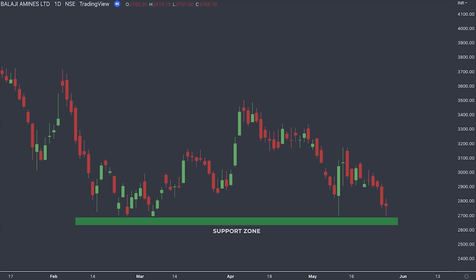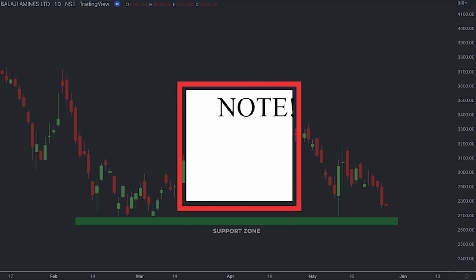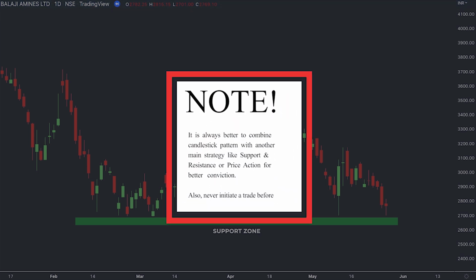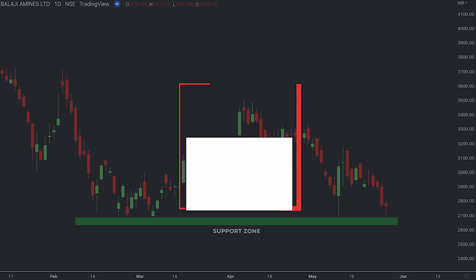Only if you find a hammer, that is a candlestick, at any key levels like support, resistance, or main price action, guys, only then you will be able to combine these two. Candlestick is something that you cannot trade alone, but you have to combine this with another main strategy or main price action, and only then you will be able to take a trade, right?